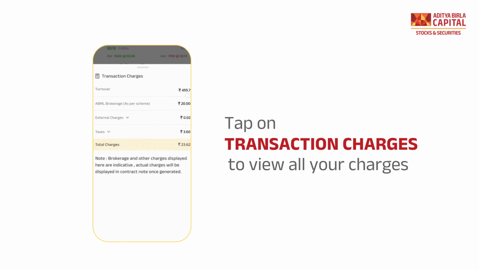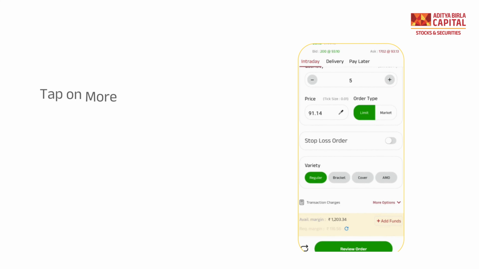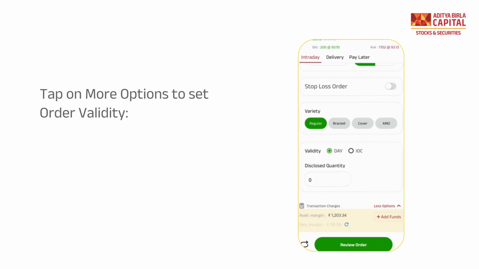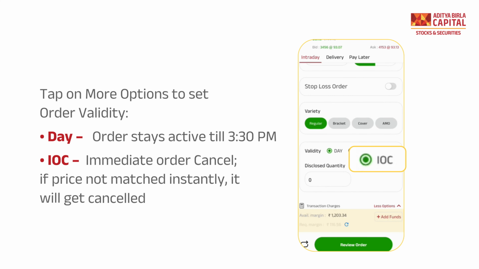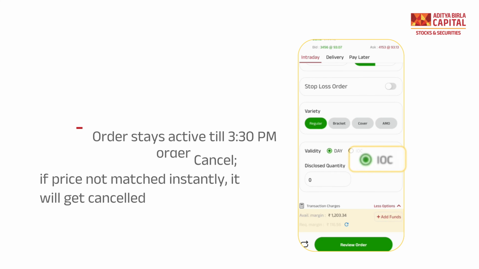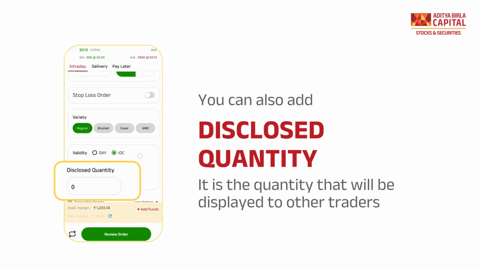Tap on transaction charges to view a breakdown of all applicable fees. Under More Options, you can set order validity. Choose day to keep your order active until 3:30 p.m. or IOC, immediate or cancel for instant trades. Add a disclosed quantity if required.